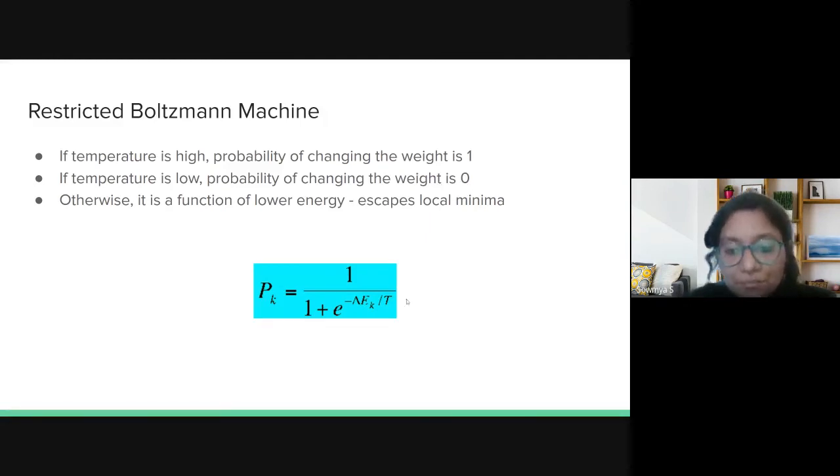So what does that mean? If my temperature is high, so let's say this is infinity, e to the power minus infinity is going to be 0 and my probability is 1.